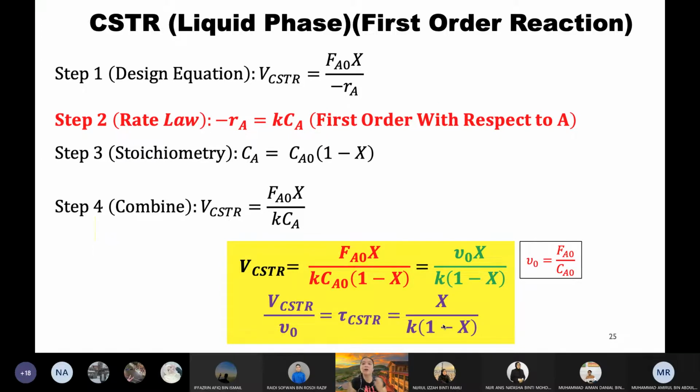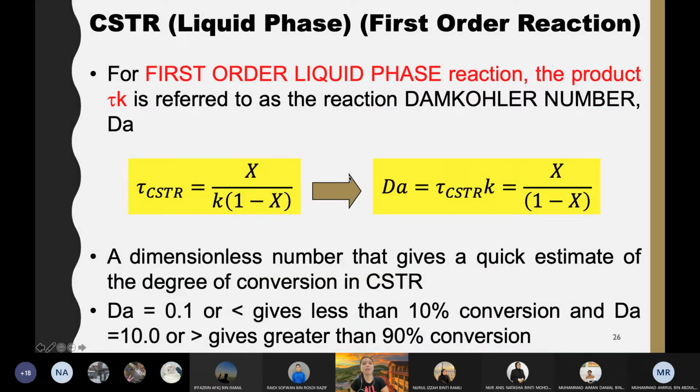However, yang penting, all three equations hanya boleh digunakan if your question or your reaction fulfills these three things. Dia mesti CSTR, dia mesti liquid phase, dia mesti rate law dia minus RA equals KCA. Kalau salah satu tak dipenuhi, tiga-tiga equation ni dah tak valid ataupun dah tak betul lah kalau kamu guna equation ni. Okay, so done for CSTR. Okay, sorry, CSTR first order. Right.